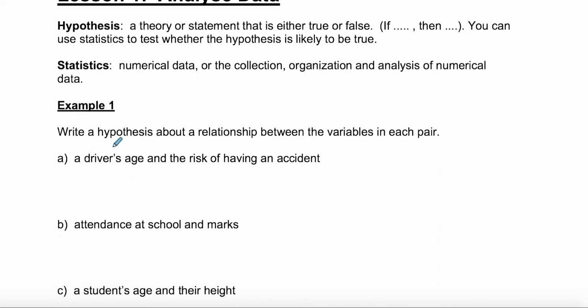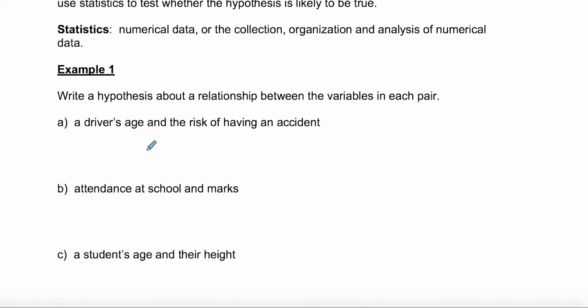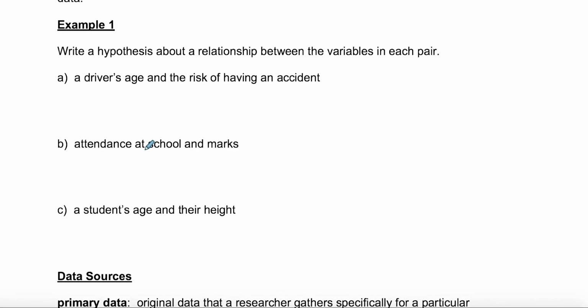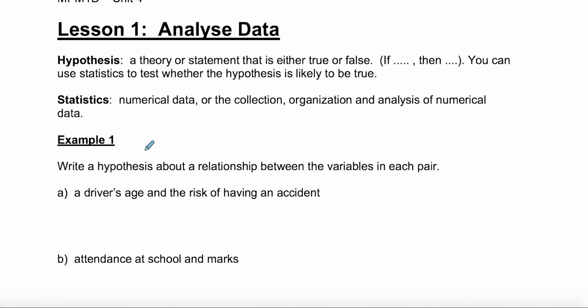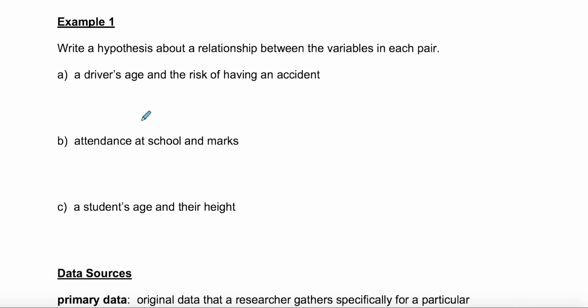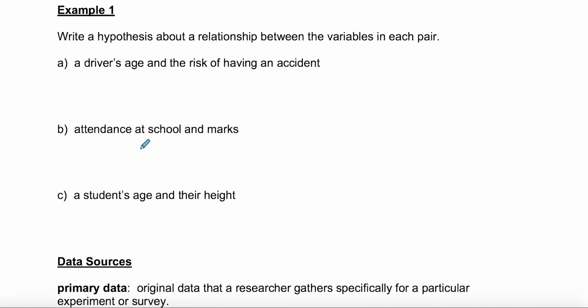Example 1, write a hypothesis about a relationship between the variables in each pair. So for a hypothesis, we're looking for a statement or a theory that is either true or false. A driver's age and the risk of having an accident. We could look at this in different ways. It's just a theory that we come up with.